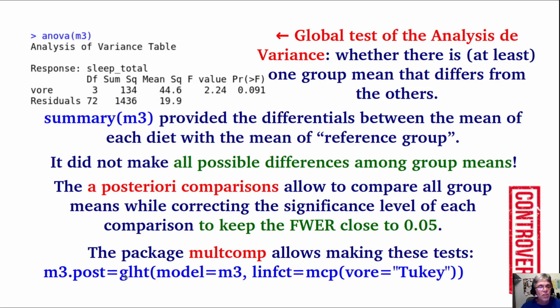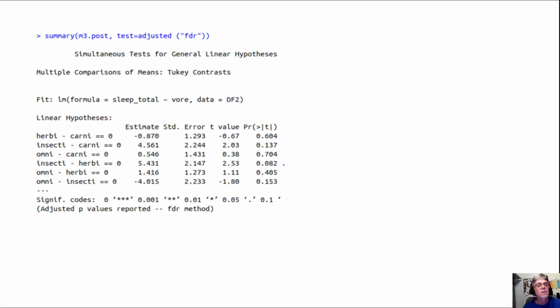The main command is glht, which is General Linear Hypothesis Test. This is the name of the model, and here we're simply saying that for the categorical explanatory variables we use Tukey. Tukey here simply means that we are going to ask for all possible pairwise comparisons between the means of the groups, of the 4 groups that we have in our data set. The summary of this, adjusting the p-values for the false discovery rate. This is explained in great detail in the book.